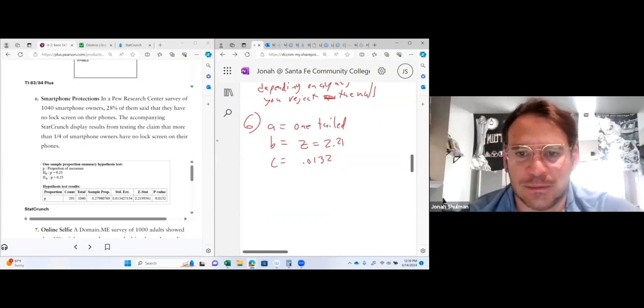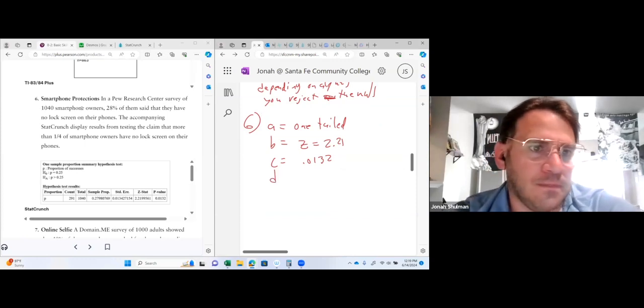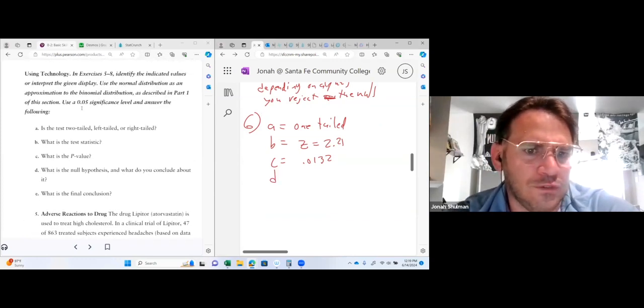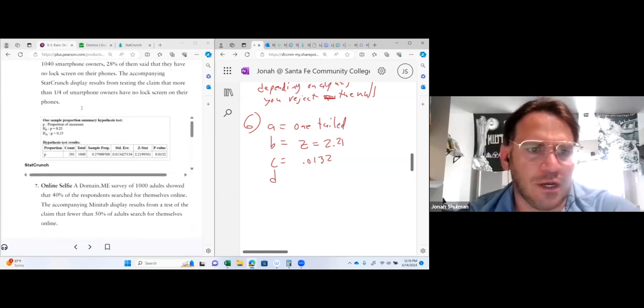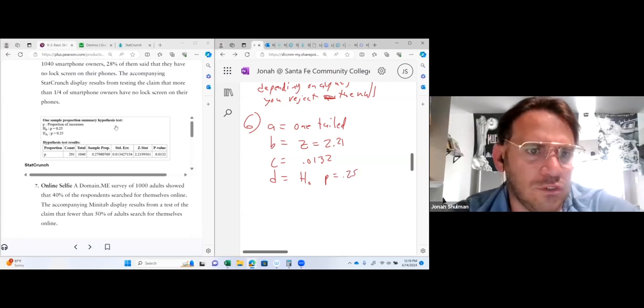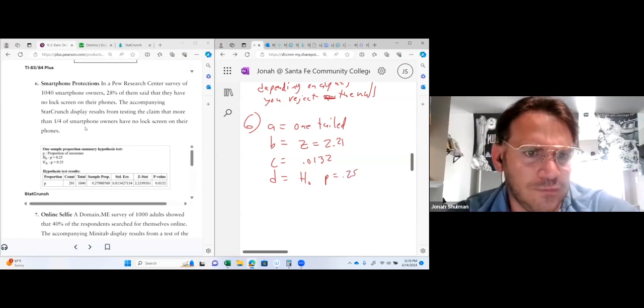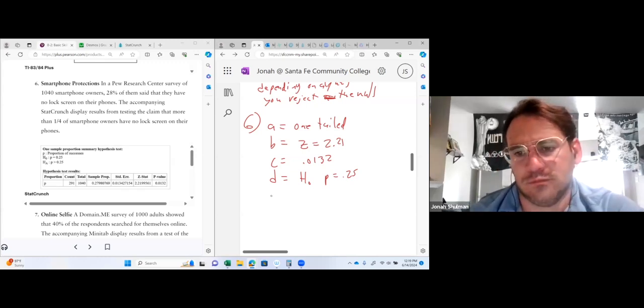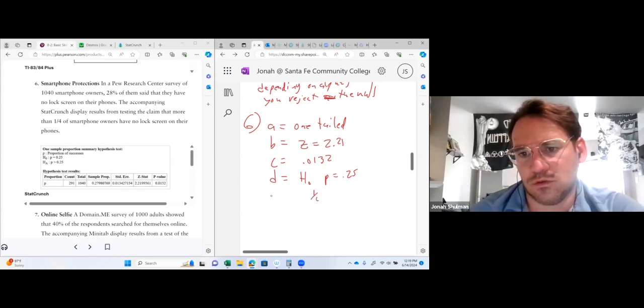Okay, let's go to D. What is the null hypothesis? The null hypothesis is that P is equal to 0.25, which means 1/4 of people have no lock screen. So that's the null hypothesis. 1/4 of people have no lock screen.